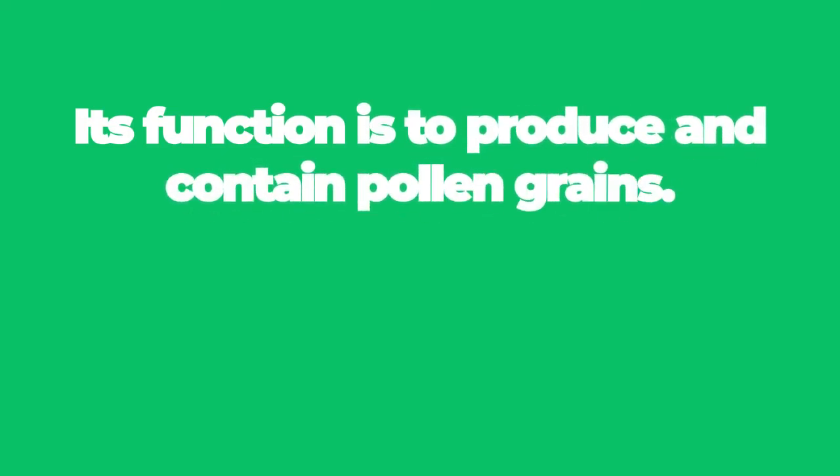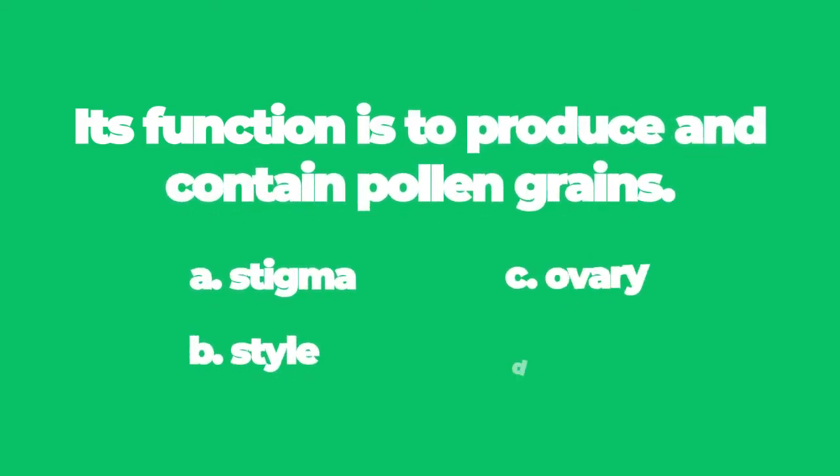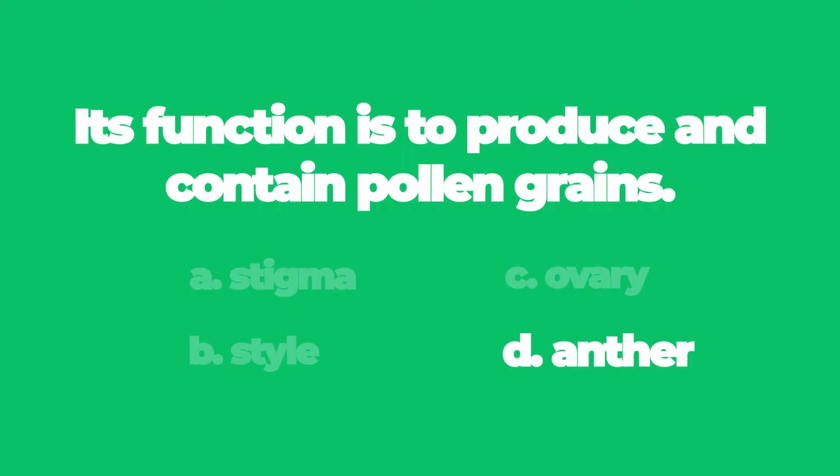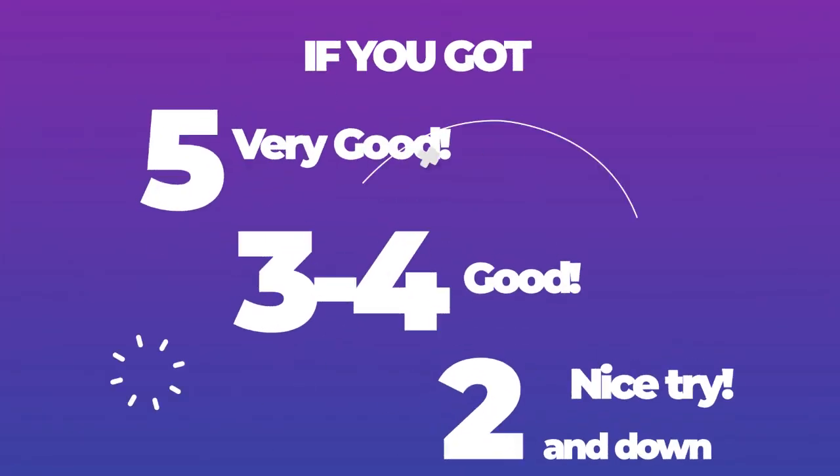Number five. Its function is to produce and contain pollen grains. A. Stigma. B. Style. C. Ovary. Or D. Anther. Anther produces and contains pollen grains. What is your score?